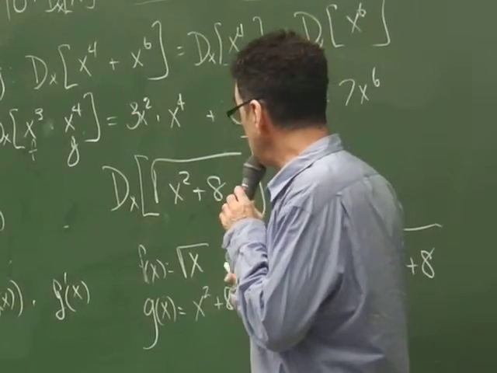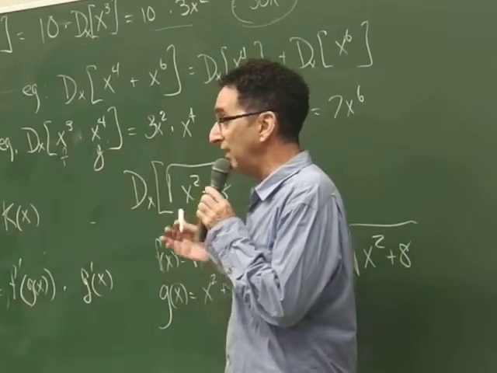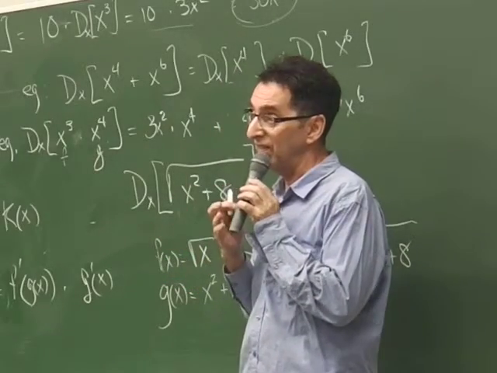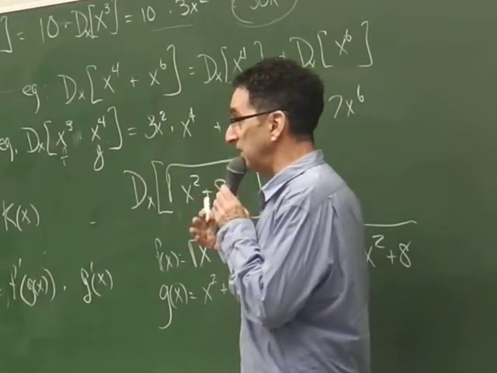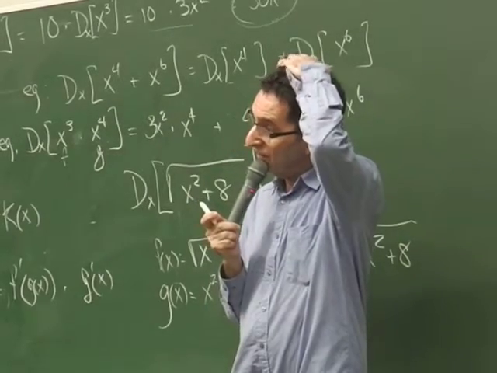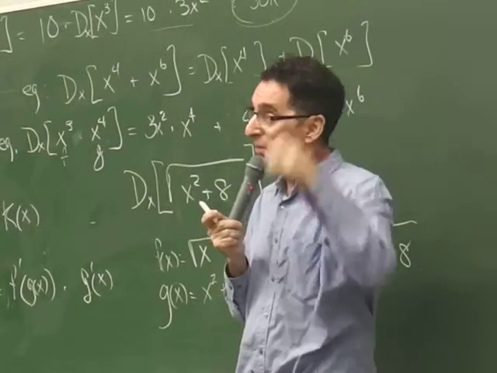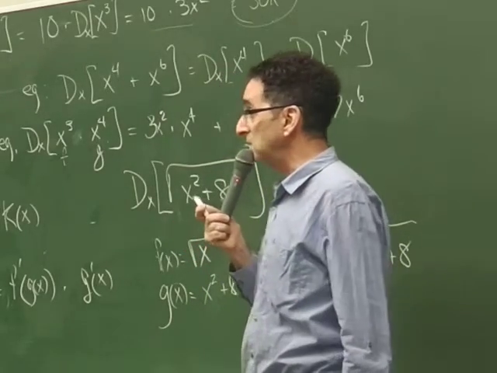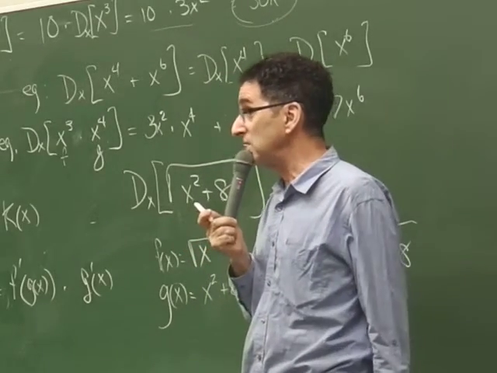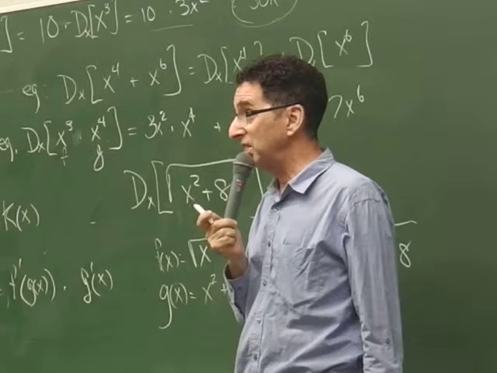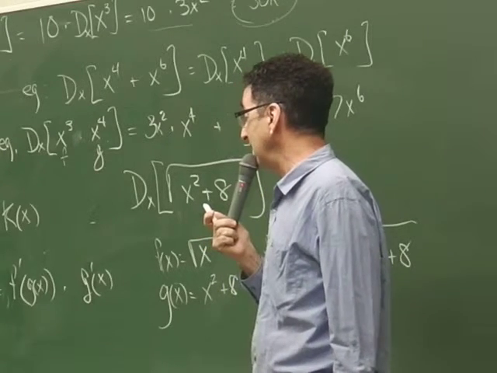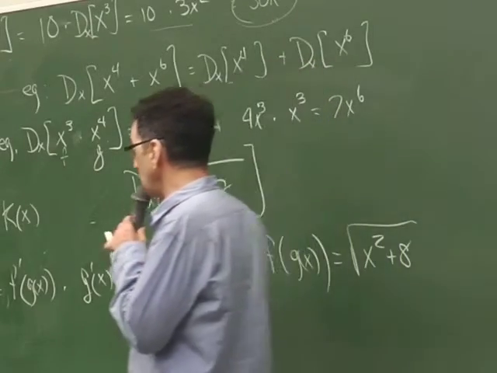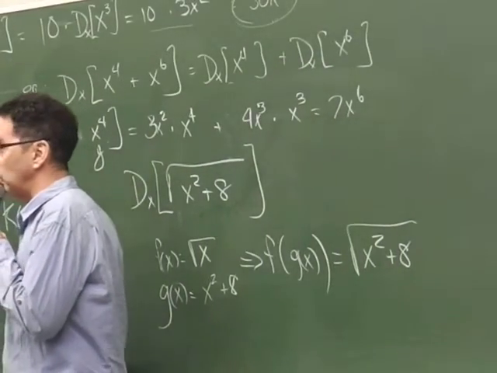So I can say this is the composition of the, usually I call it the outer function and the inner function. So what's the outer function here? The f function is the square root, and what's the inner function? x squared plus 8. So it is the composition of these two functions, and if you can see it as the composition of these two functions, then you can use this rule, which is called the chain rule.